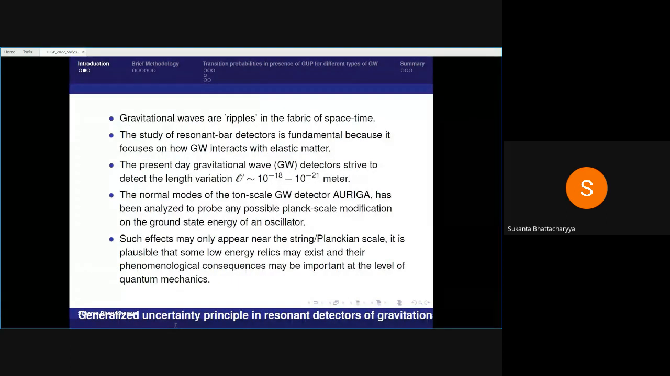In spite of these works, the fact remains that the testing of GUP is extremely challenging, and therefore initiates the proposal of a realistic experimental setup to test the GUP. On the other hand, gravitational waves are the ripples in the fabric of space-time. Then a new window in exploring high energy phenomena has been opened with the direct detection of gravitational waves.